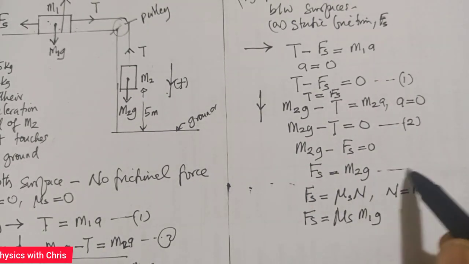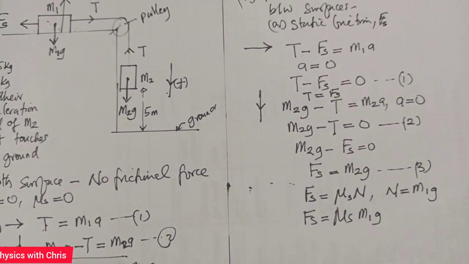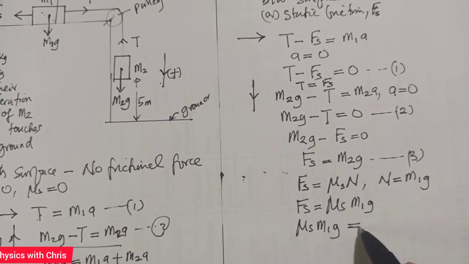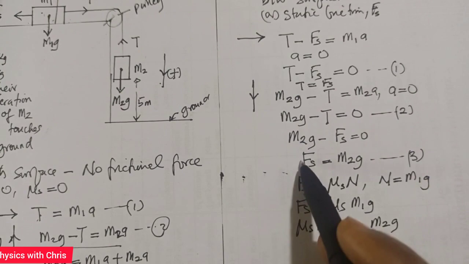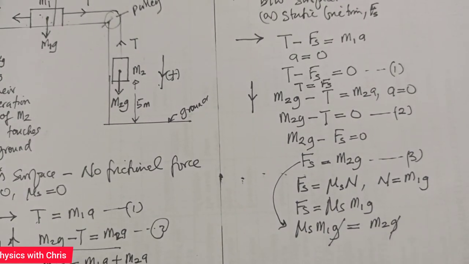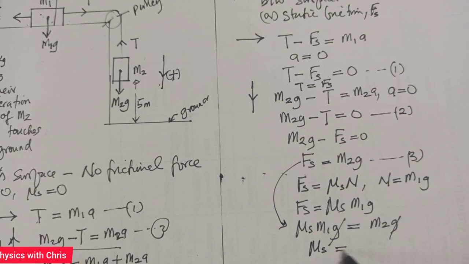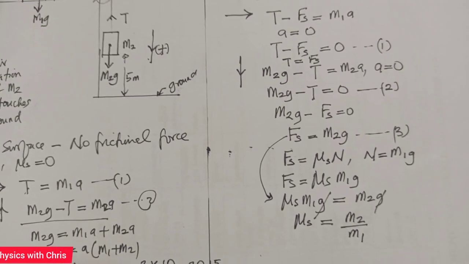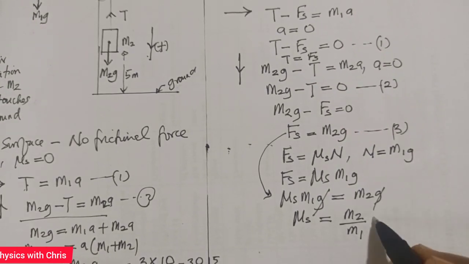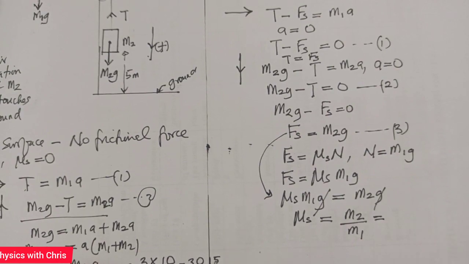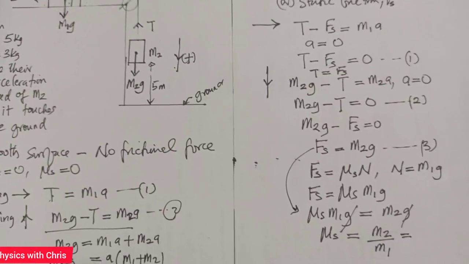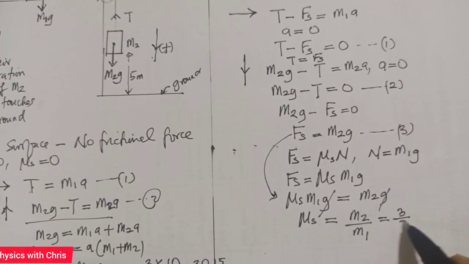Let's label this equation 3. I want to make a substitution into equation 2. So I have mu s M1G is equal to M2G. G cancels G, so that my coefficient of static friction is the ratio of the two masses, M2 over M1. Once again, let's evaluate that. M2 was given as 3 kg and M1 as 5 kg. That gives me 3 over 5, which is 0.6.